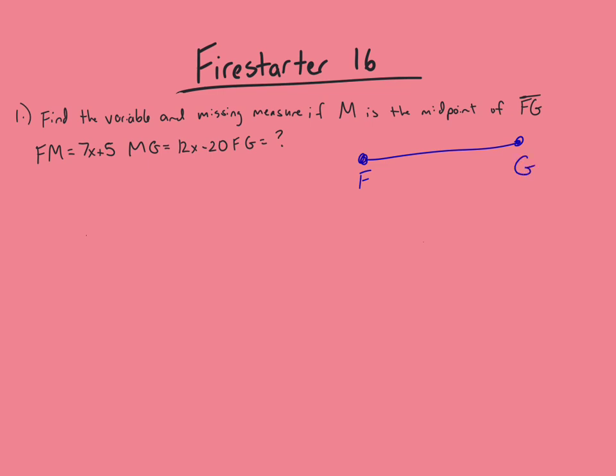Now this one's a little bit easier to draw to scale. Like I'm going to put this point in the middle, called M, because M is the midpoint, right? Now I know that F and M, so FM, is going to be 7x plus 5. MG is 12x minus 20. So I'm going to put that right there. So 12x minus 20. Now remember, the word midpoint means that this guy is congruent to this guy.